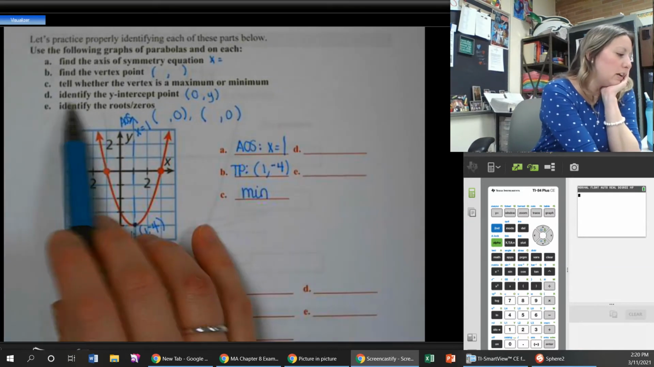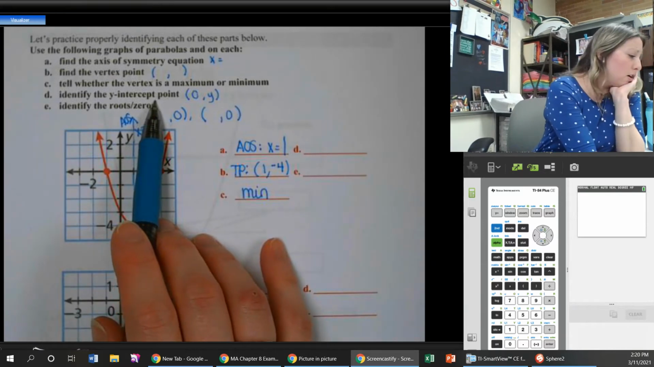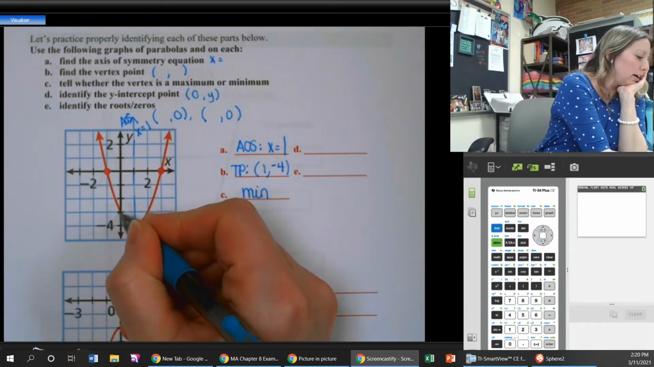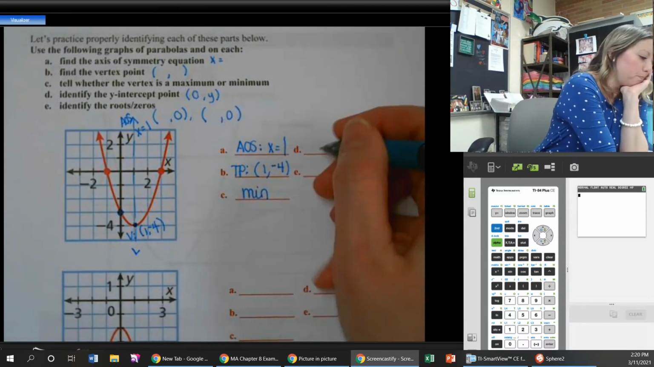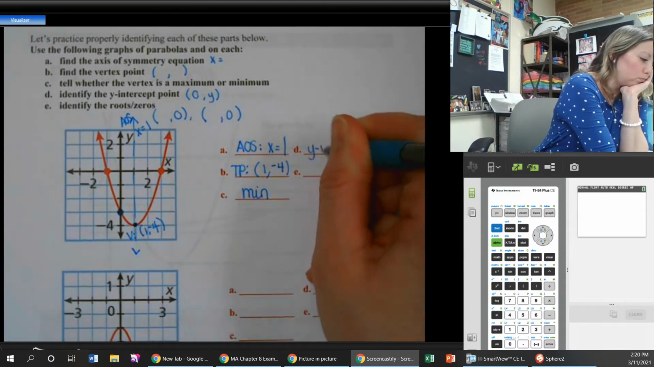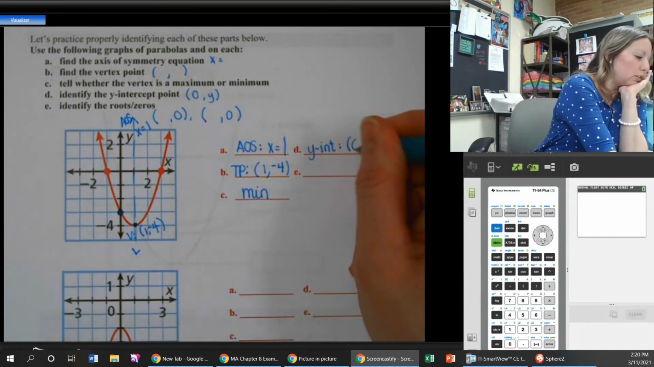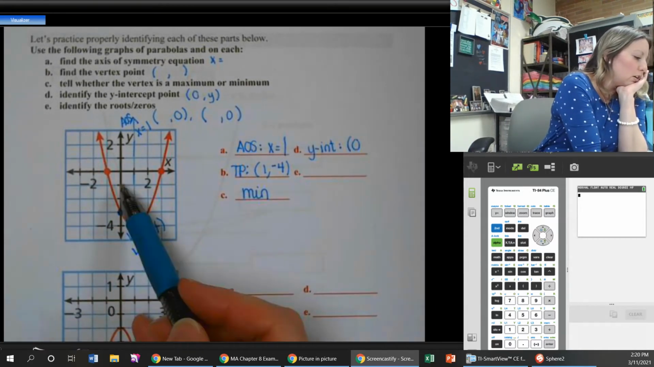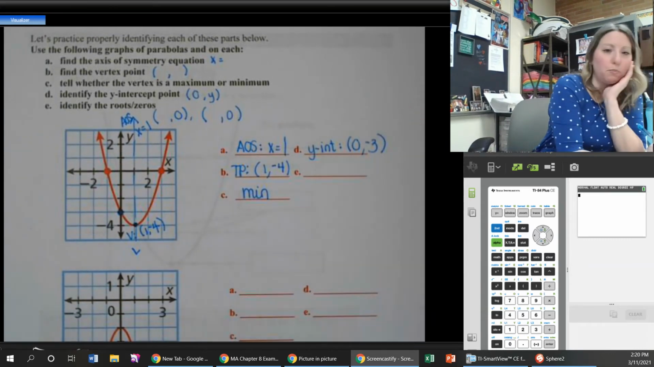Then D, identify the, excuse me, y-intercept point. Well, let's see where we touch or cross the y-axis, right there. We know the x value on this is 0. Let's see, -1, -2, -3. So 0, -3 is my y-intercept.